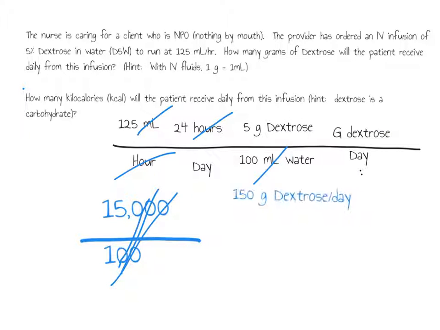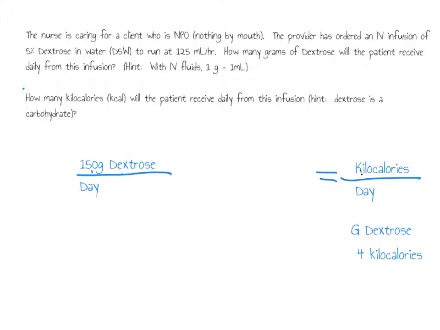Okay, so now that we have that, and we want to know how many calories this patient is receiving, give me 1 minute, I'll clean this up and give you a new equation. Okay, so I put some things up on the whiteboard, and I'll explain them. I start with my answer. I begin with the end in mind. That's kilocalories per day. How many calories per day is this person getting from this infusion?